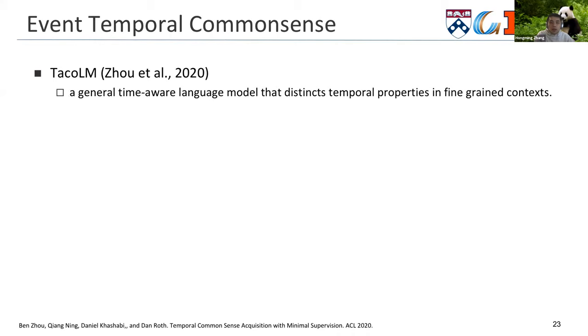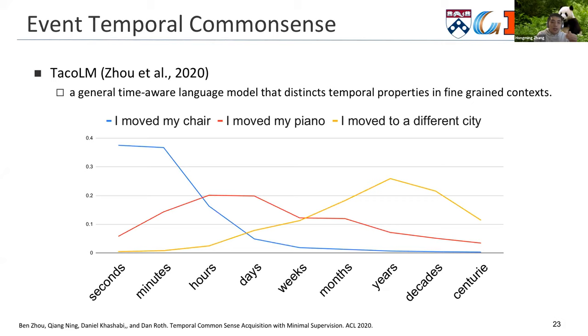Besides extracting event knowledge from the language models, as those language models may also not be perfect, people also care about how we can help them to better model those event knowledge or event common sense. And TacoLM is a good example here. Specifically, it aims at helping language models to understand how long an event typically lasts. Some examples: moving chairs will typically last for seconds, but moving a piano will last for hours because a piano is much heavier. And similarly, moving to a different city may take years.